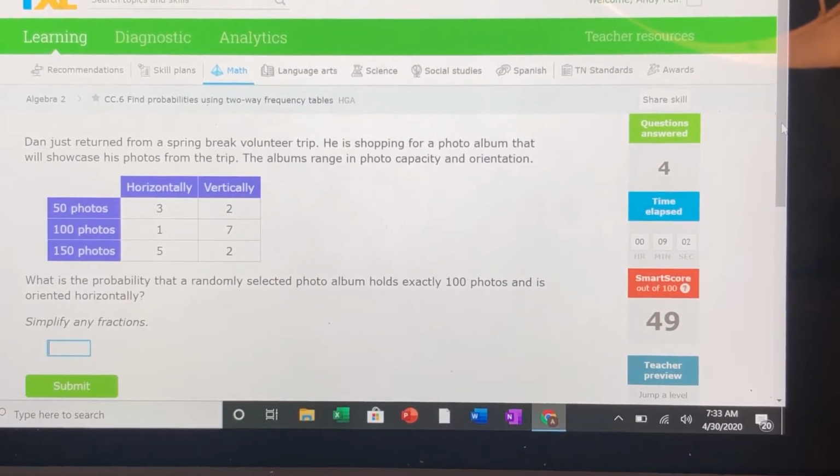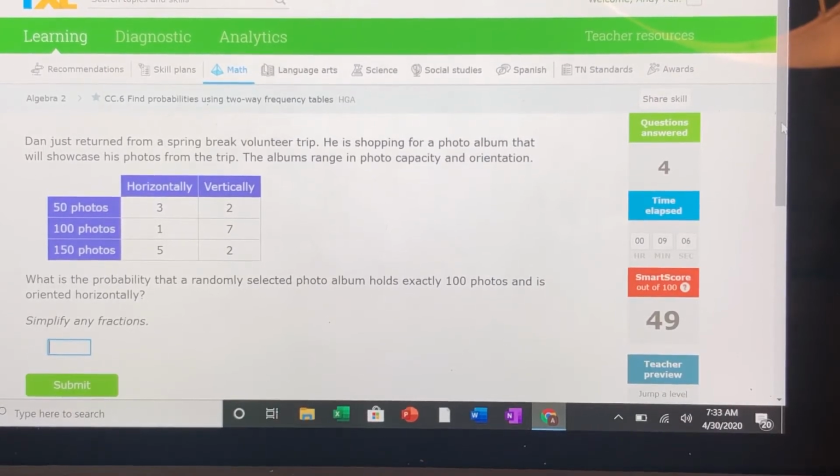Well, you can tell whoever wrote this problem is living in the past because nobody does photo albums anymore. Just kidding, maybe you do, I don't know. We used to, but we don't anymore. Everybody just keeps them on their phone.